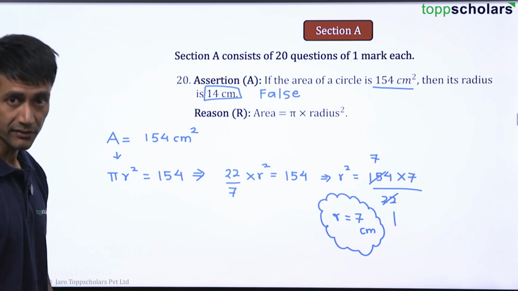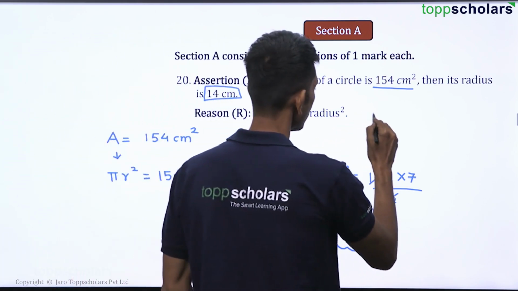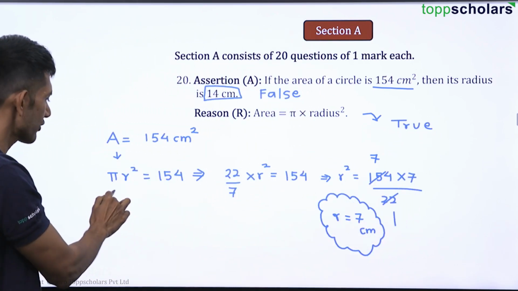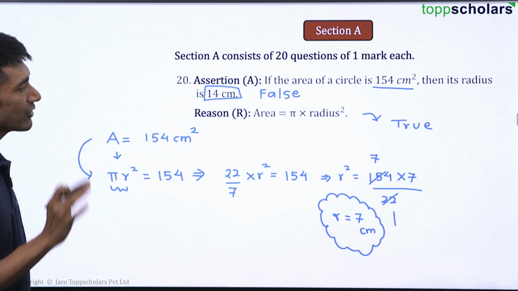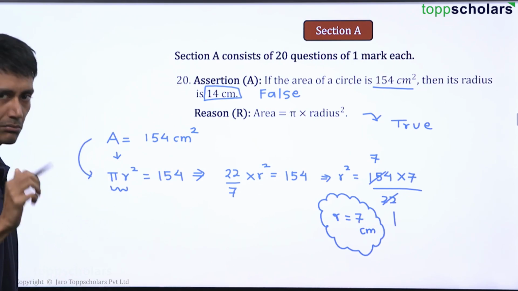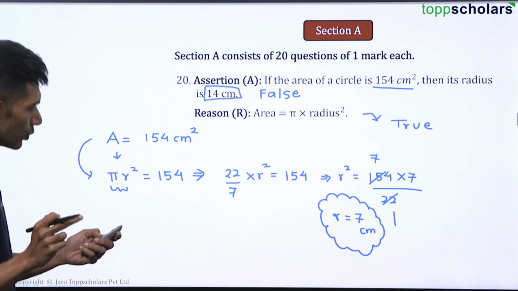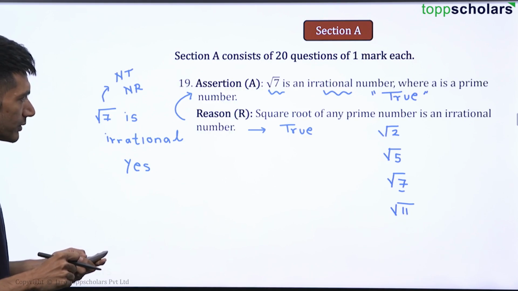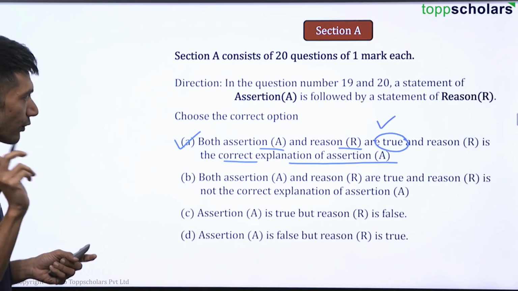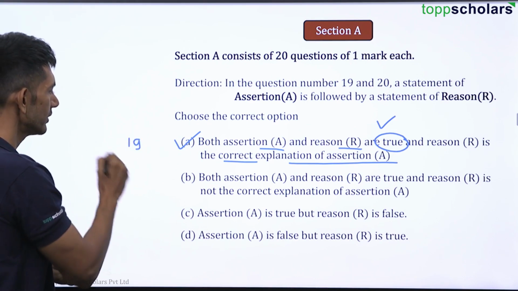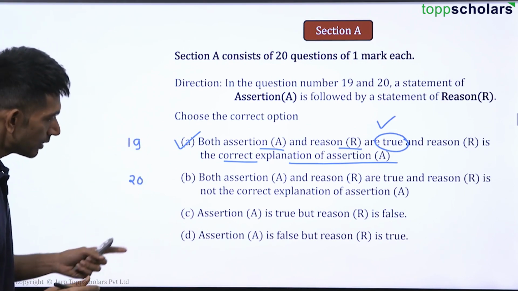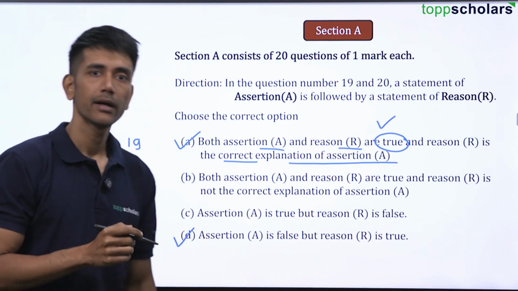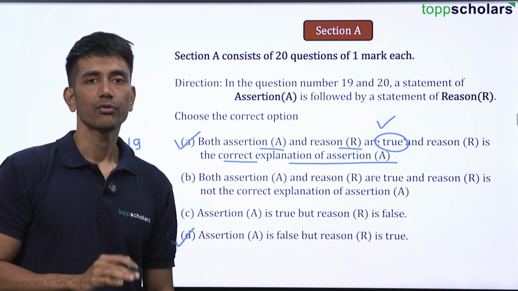Now what is the reason given? Reason given is area of the circle is pi into radius square. This is true. We already know pi r square. So as of now, what is the conclusion? Assertion is false. Reason is true. Let us see. Where are the options? Okay, the options are here. For the 20th question, assertion is false, but reason is true. Okay, D. Correct? I hope this is clear to all of you.